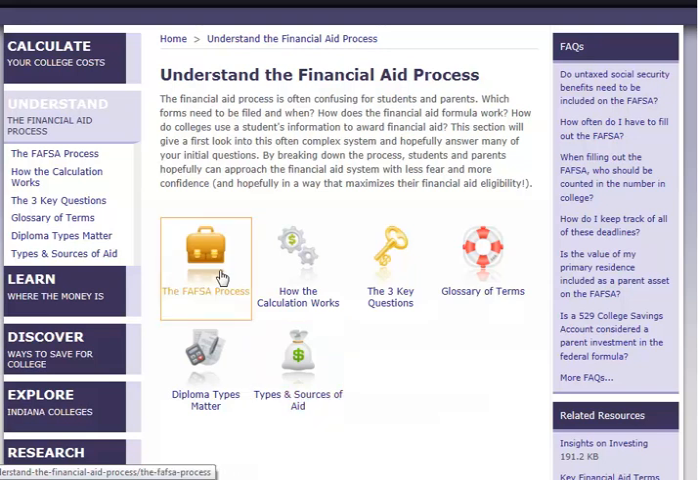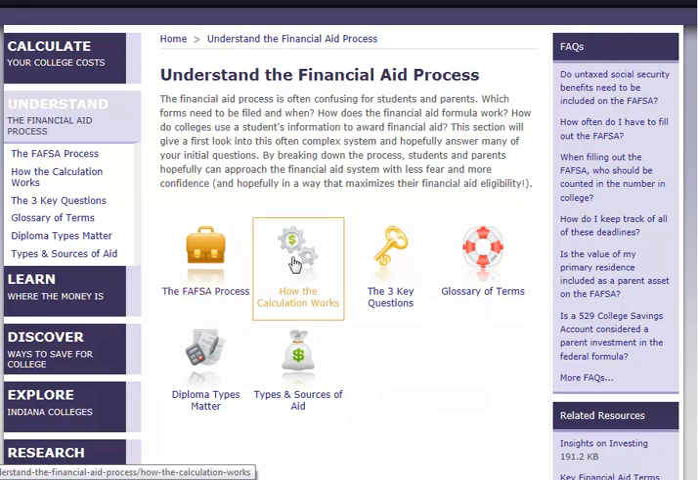The FAFSA process. This section gives you information about what the free application for federal student aid is. That's what the FAFSA stands for. What steps you need to take to fill it out, and also provides some great frequently asked questions along with their answers that we receive every year when we host FAFSA days all across the state.